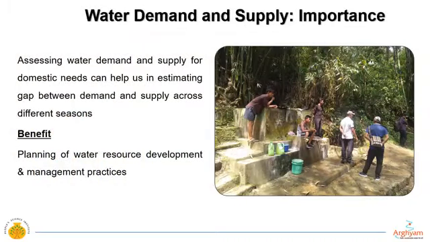Why do we need to do water demand and supply assessment? What is its importance? Assessment of water demand and supply helps us to estimate the existing gap between water demand and supply for the concerned population across different seasons. It can further help the stakeholders to plan for better water resource development and management practices.